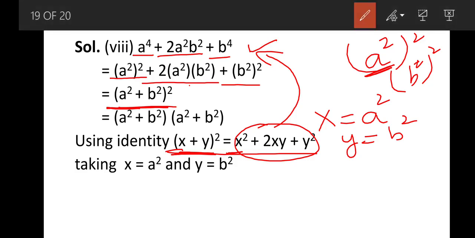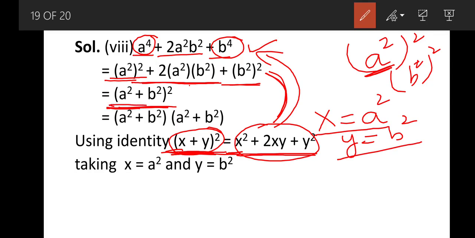I am explaining this part again. Basically, a raised to the power 4 can be written as a square square. B raised to the power 4 can be written as b square square. And we are left with plus 2ab. I have written the identity in terms of x and y. It is x plus y whole square is equal to x square plus 2xy plus y square. If you will compare these two sides, you will come to know that this should be written in this manner. So x is a square, y is b square. What I have done? X plus y whole square, that is a square plus b square whole square, and it will be further written like this. So taking x as a square and y as b square.